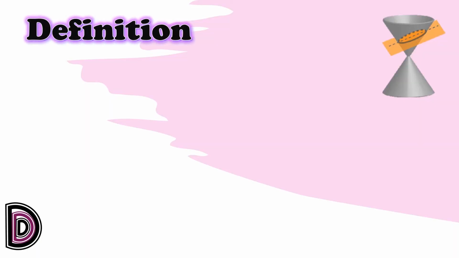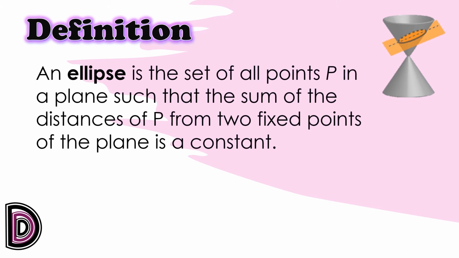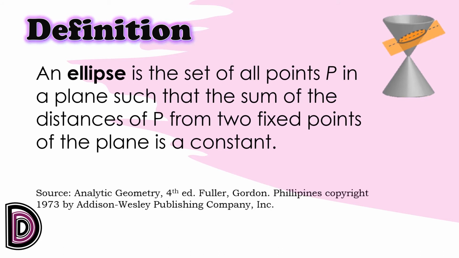Let us have a recall of the definition of an ellipse. An ellipse is the set of all points P in a plane such that the sum of the distances of P from two fixed points of the plane is a constant. The two fixed points are called foci of the ellipse.